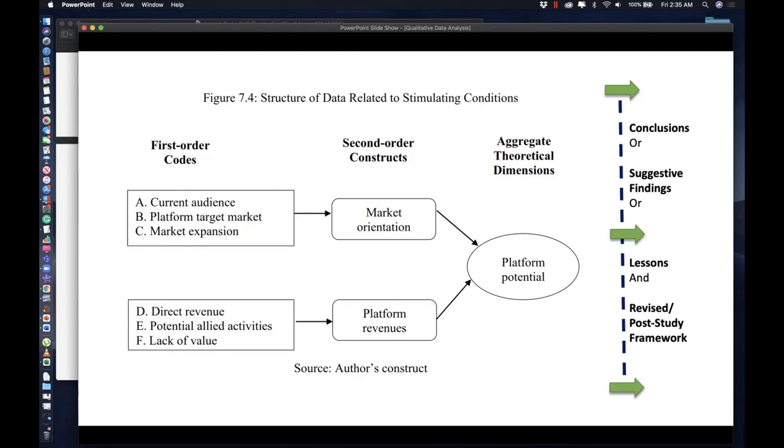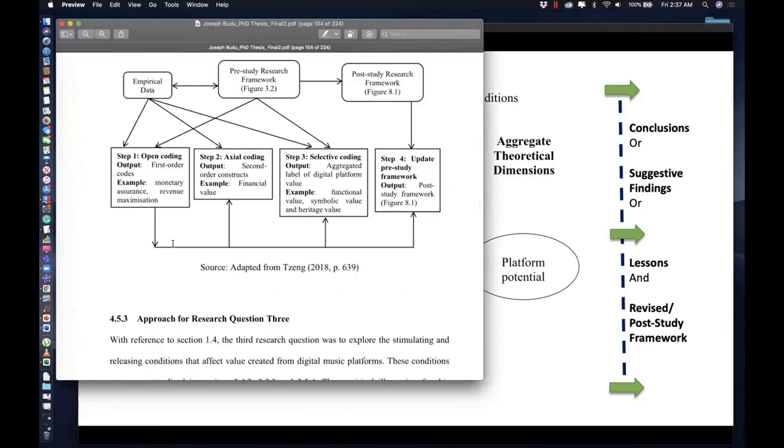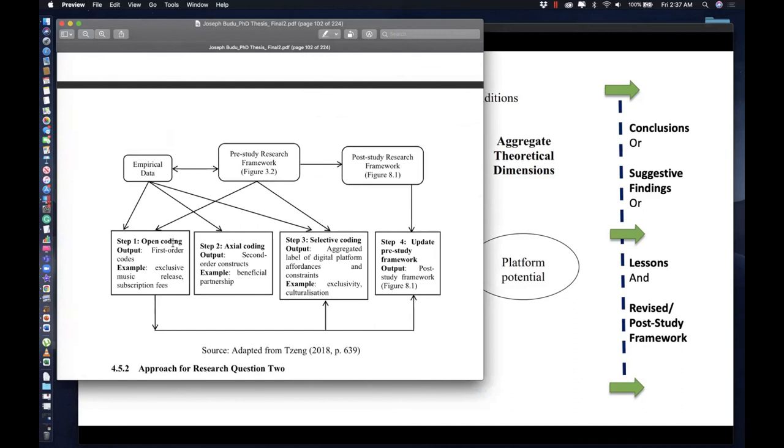I believe we're now seeing that when you put these things together, it will culminate into certain conclusions or suggestive findings, or perhaps draw lessons that can inform a framework. So now let's go into the actual data. I want to show you actual data. So this is what Joseph was pointing out as the step that he carried out. If you look at it, it's similar to what you see here. Open coding at the empirical data level was informed by the research framework that he had. Then after that, he went to axial coding, the second order outputs. Then from there, he went into selective coding, the actual statements he can make.